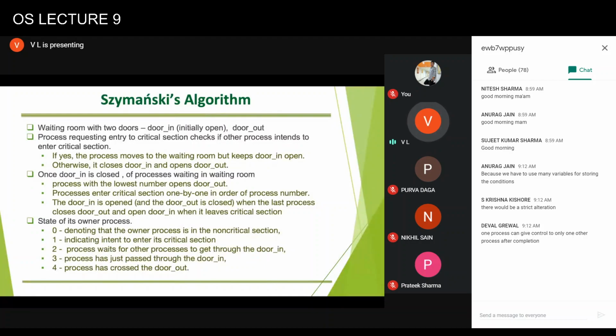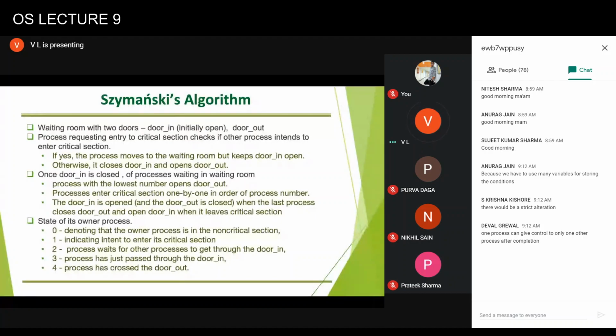But we do not want this to continue infinitely. Whenever a process wants to enter a critical section, it will enter the waiting room, and at this time it will check whether there are other processes which are waiting to enter the waiting room or not. If there are other processes, then it will keep the door open, otherwise it will keep the door closed. Once the incoming door has been closed, one of the processes waiting in the waiting room will be selected, and that process will be the process with the minimum ID. Now this process will open the closing door and go to its critical section.